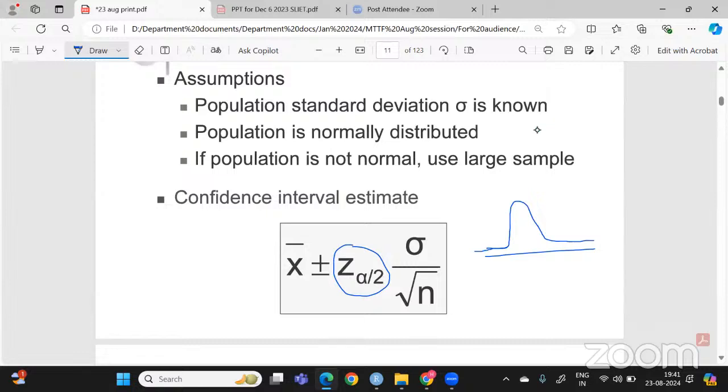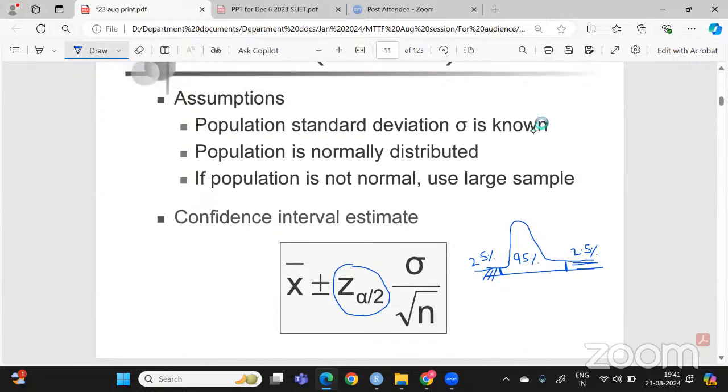We are saying 1 minus alpha percent, so it means 95%. We are dealing with two-sided cases. Two-sided means we will remove 2.5% on the left-hand side and 2.5% on the right-hand side, the extreme values. So the remaining part will be 95%. Agree with me?